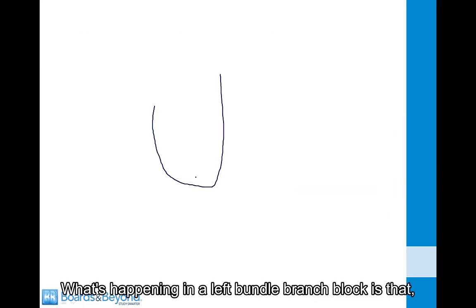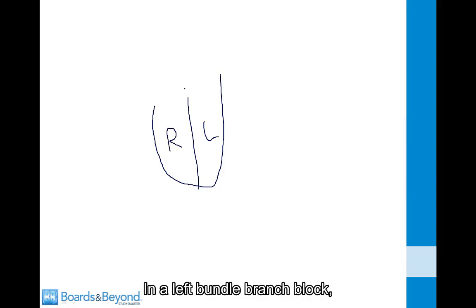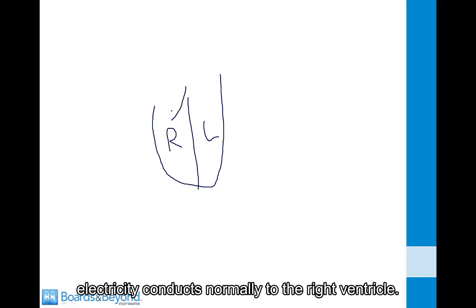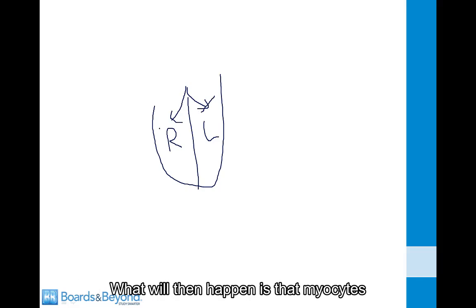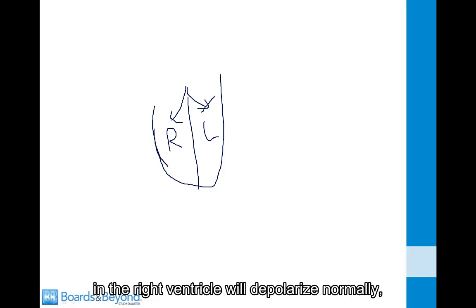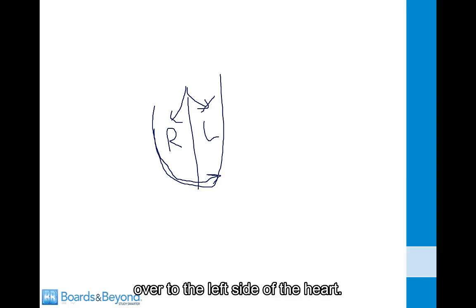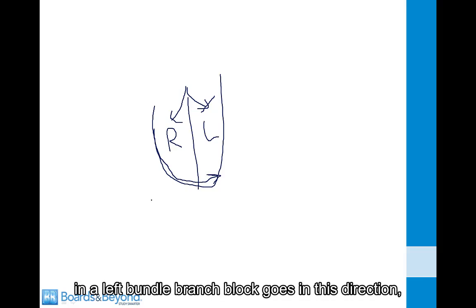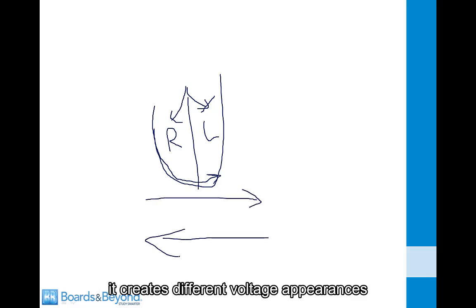What's happening in a left bundle branch block is that once again we have the two ventricles, the left and the right. In a left bundle branch block, electricity conducts normally to the right ventricle. However, when it tries to go to the left, it is blocked. What will then happen is that myocytes in the right ventricle will depolarize normally, and they will slowly send electrical activity over to the left side of the heart. Because the electrical activity in a left bundle branch block goes in this direction, and in a right bundle branch block it goes in that direction, it creates different voltage appearances in lead V1 on the surface EKG, and that's why you can use lead V1 to tell left from right bundle branches.